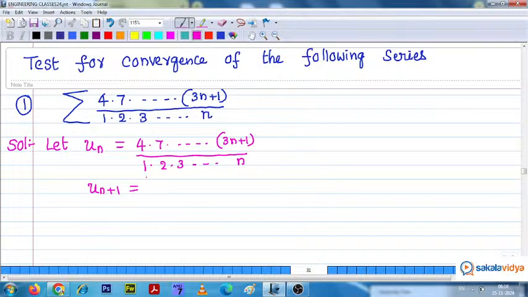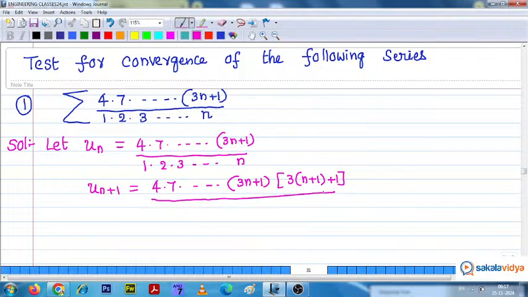So now we write it like this: 4 into 7 into and so on (3n+1), which we must write, and also in the place of n replace n+1, so we get 3 times (n+1) plus 1. I hope you have followed. Divided by, in the similar manner in the denominator also, 1 into 2 into 3 and so on n, into the next one, in the place of n we write n+1. Now you might have followed. So let us simplify this one: 4 into 7 into and so on (3n+1).